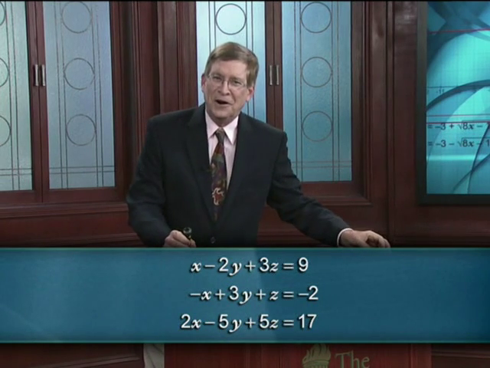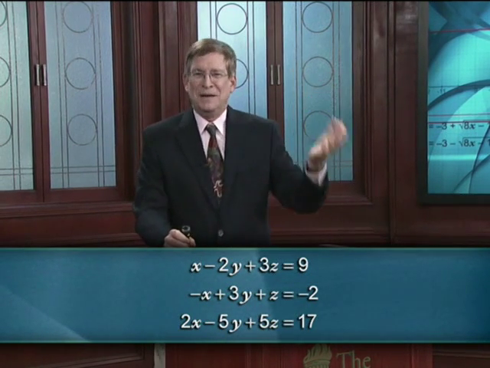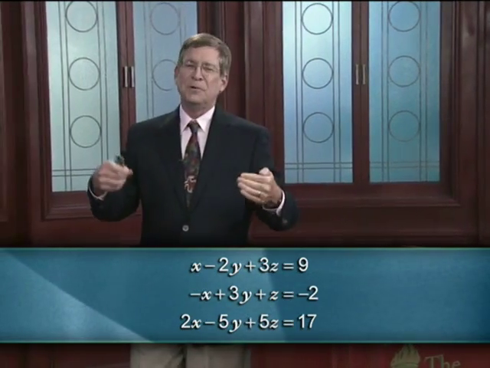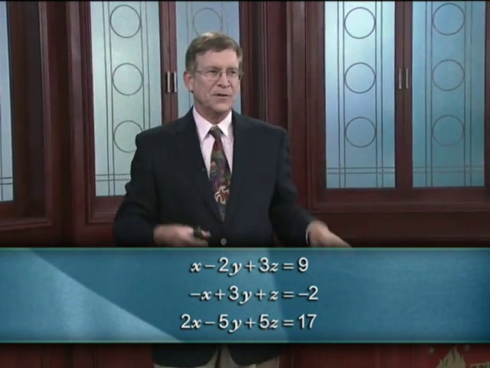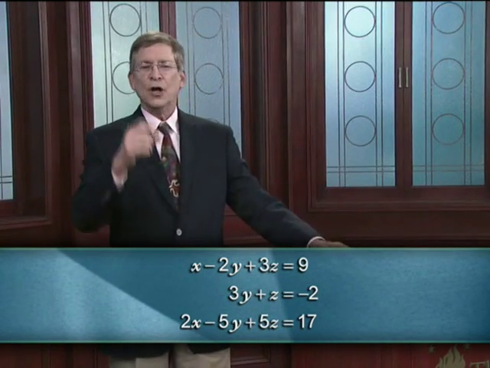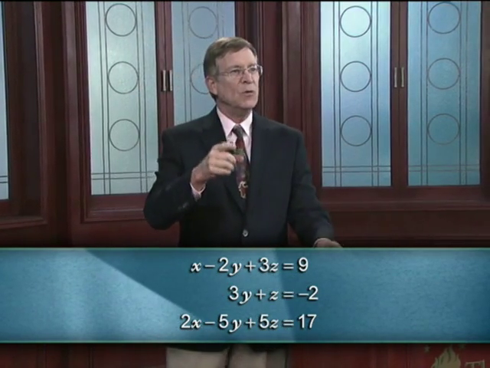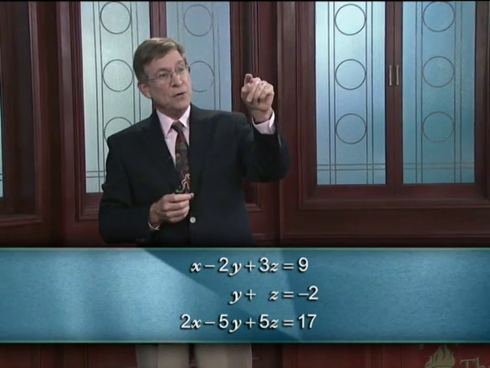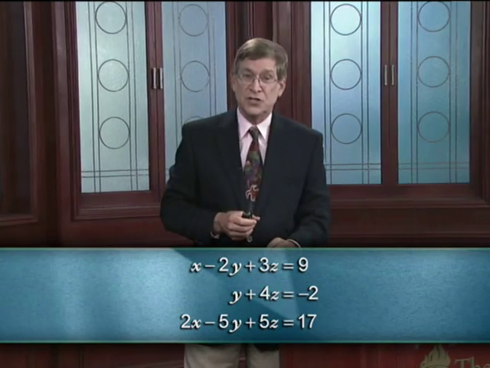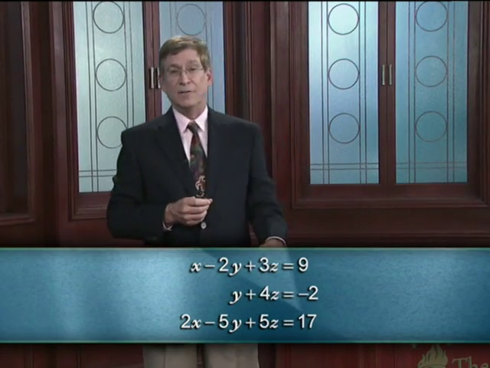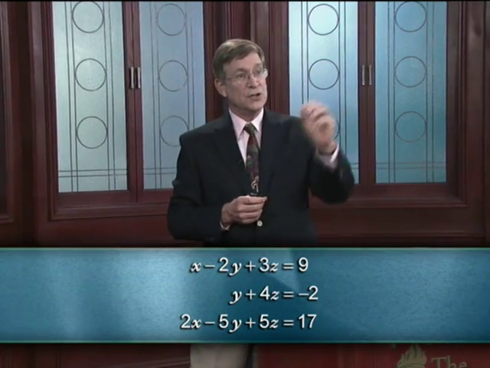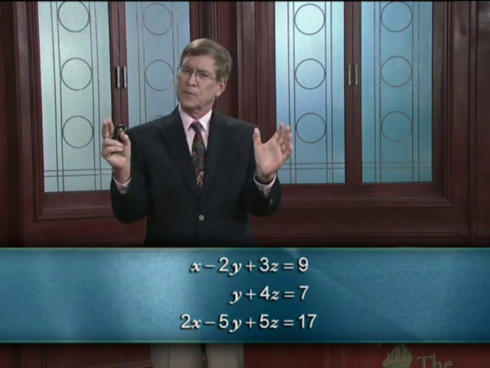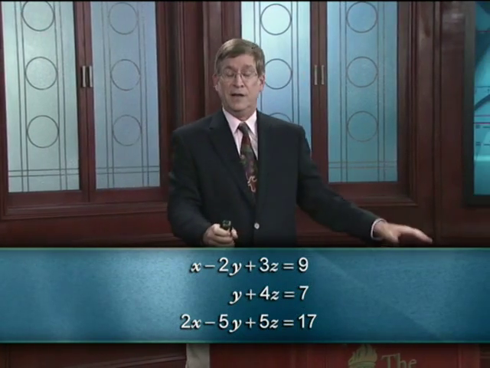Well, this is not too hard, is it? It's actually 1 times the first equation added to the second equation, or if you want to say it in simpler language, add them together. So the x's are killed off. Minus 2y plus 3y leaves y. 3 minus 2 is 1. And then 3z plus z gives 4z. And then on the right-hand side, the constant terms, we have 9 minus 2 is 7. So I have a new second equation. There it is, and notice the x has been eliminated from it.